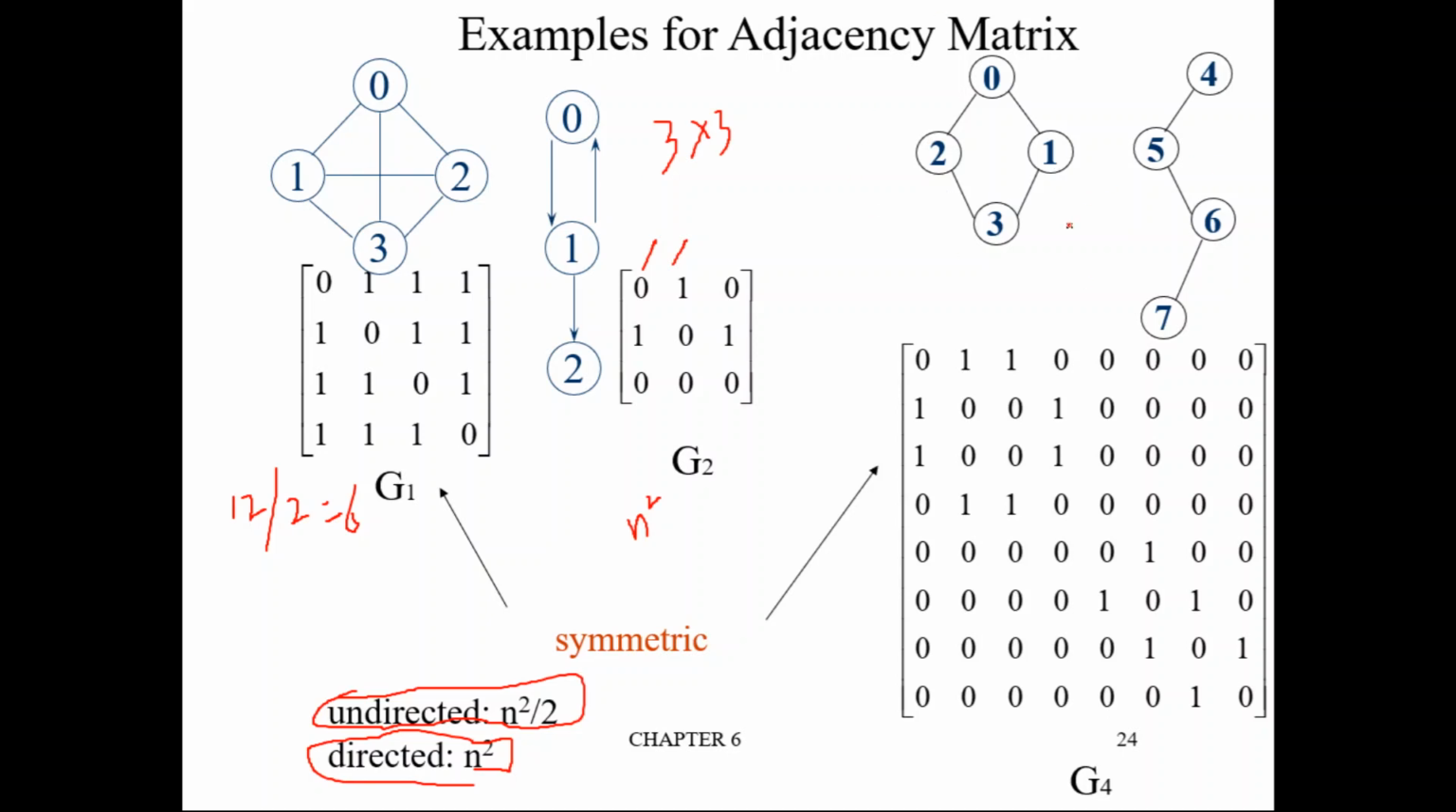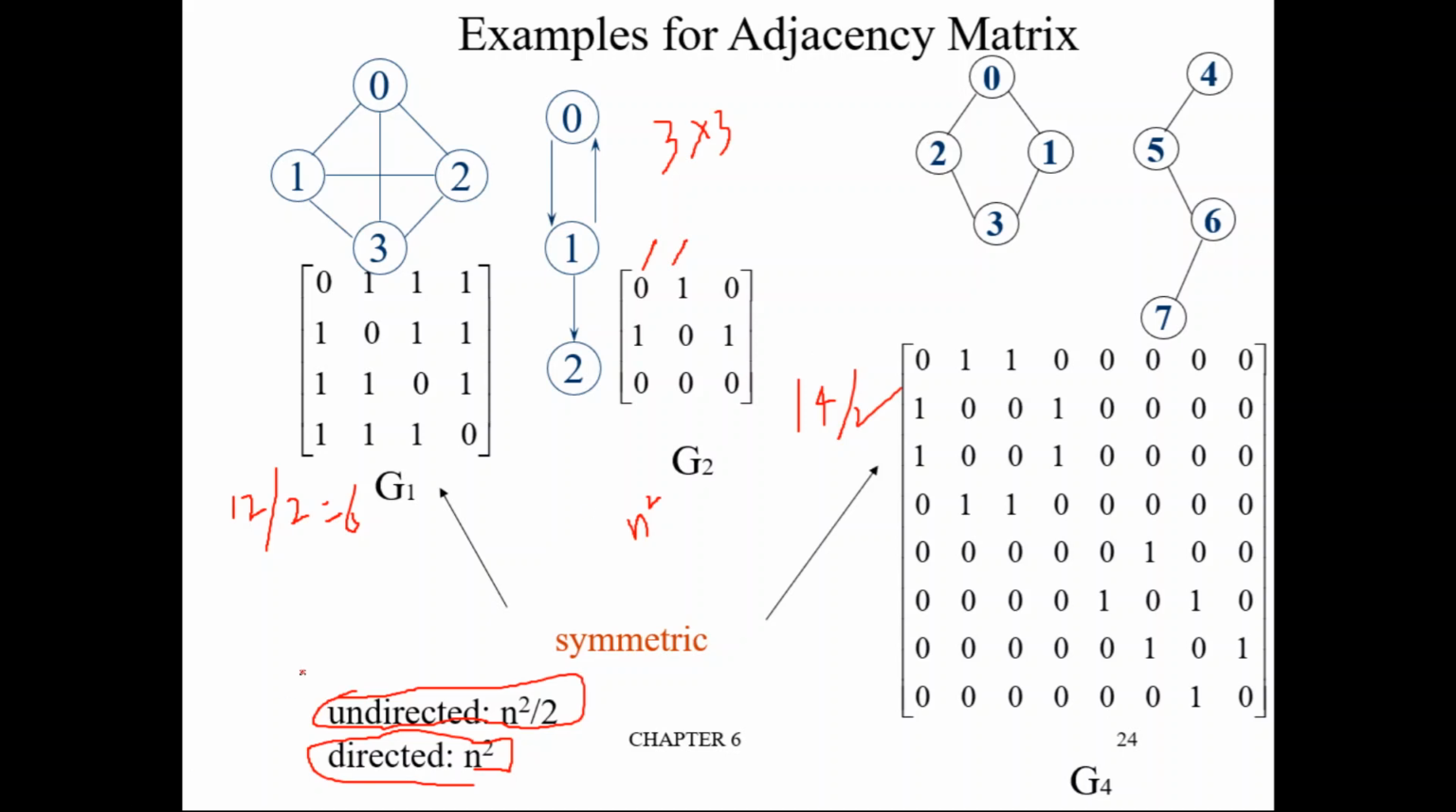For example, this graph: you count all these things. 1 plus 1, 2, 3, 4, 5, 6, 7, 8, 9, 10, 11, 12, 13, 14. Okay, 14. 14 by 2 is 7. You can check here how many edges it has: 7 edges. 1, 2, 3, 4, 5, 6, 7, right? So this is how we find the number of edges from a graph.